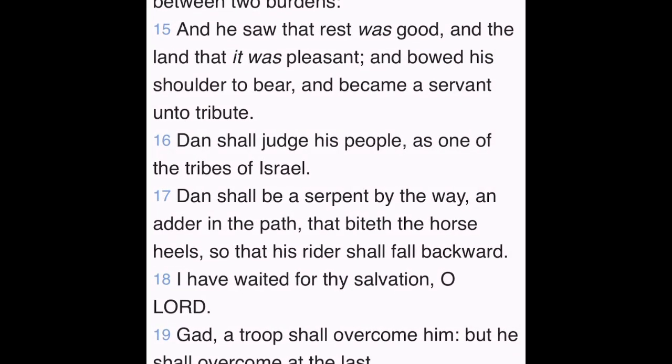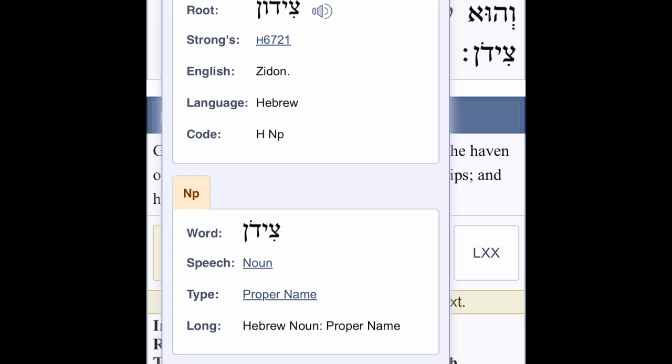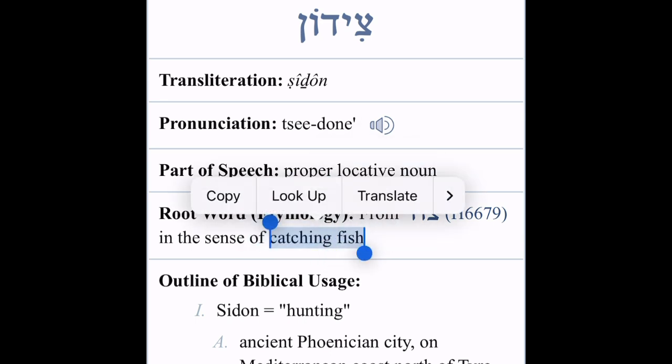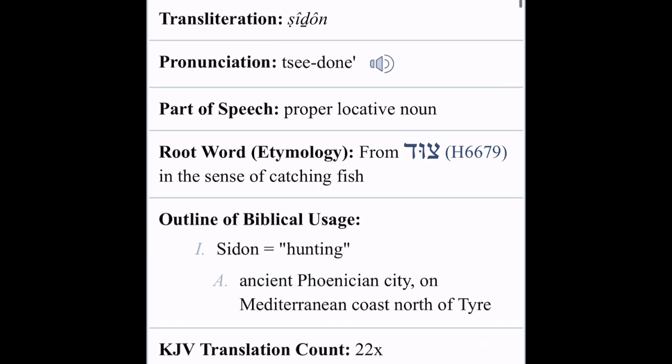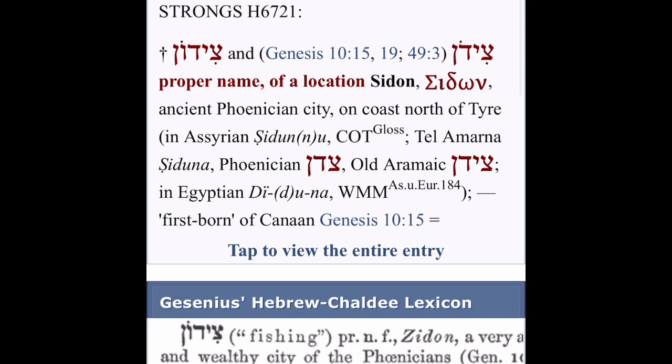What did the prophecy say? And his border shall be unto Zidon, which is not talking about the physical city of Zidon of the ancient world by the Mediterranean. It's talking about sport fishing. All right. Hunting, which really is talking about fishing. Tsayad, the one. Look. Catching fish. All right. Fishing.